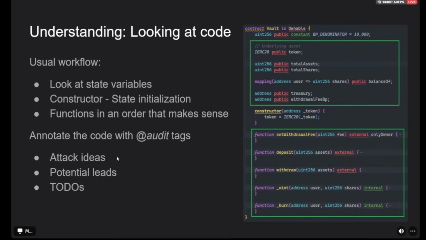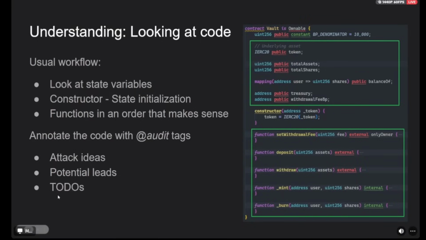So some ideas of what you should be writing down are attack ideas. These are things where you look in the code and say, oh, if, let's say, I withdraw twice, maybe something weird will happen. So you just write this down as an audit tag. And potential leads are things where you see in the code base that something looks off. Let's say the math formula looks slightly wrong, but you don't know how to exploit it yet. You'll put an audit tag there saying, oh, this looks wrong, let's look at this later again.